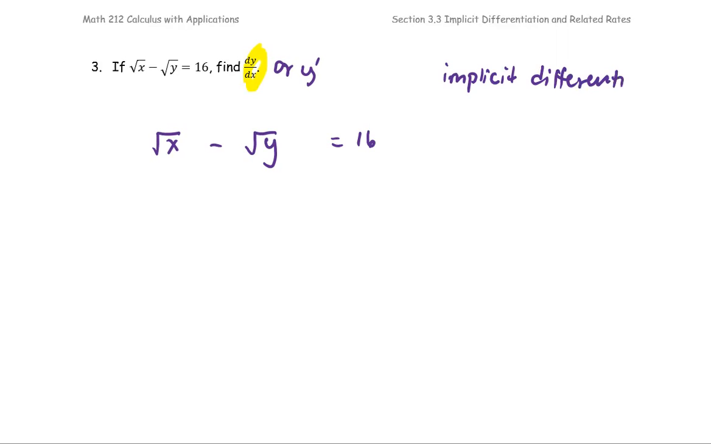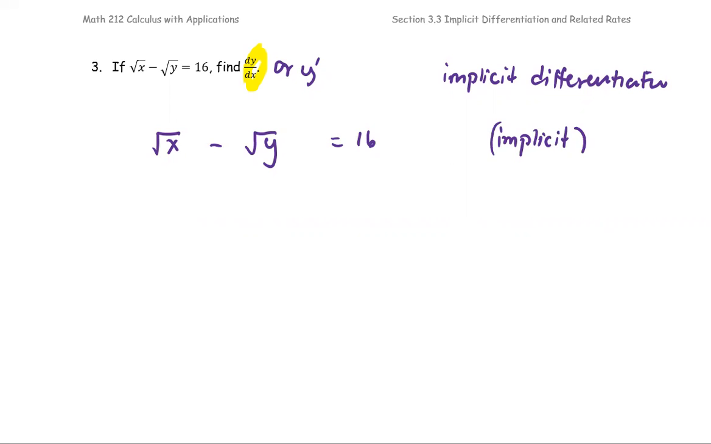In this example, we are going to find dy by dx or y prime, where we have the implicit function in the form of square root x minus square root y equals 16. Use the implicit differentiation, because this is the implicit function form. Y is not a standalone term, so it appears all over the place like this.